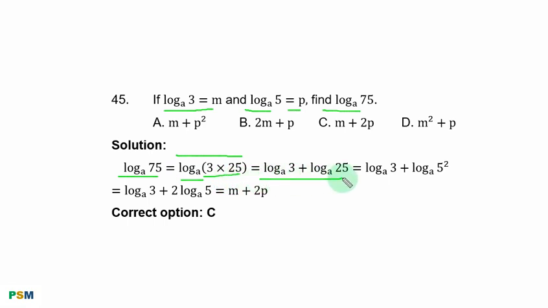You can further express 25 as 5 squared. By the power law of logarithm, power 2 is to multiply the log in this form. Now, log 3 base A is equal to m, plus 2 times log 5 base A, which is p. So you have m plus 2p. The correct option is C.